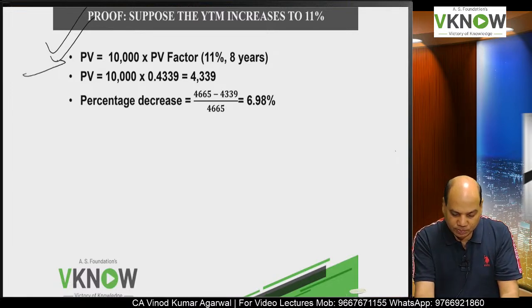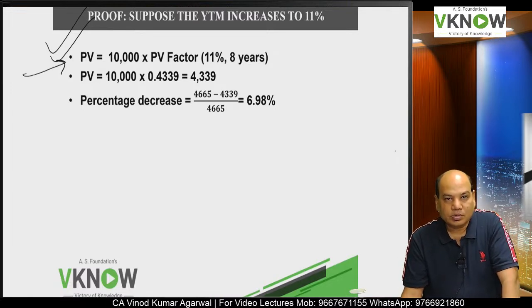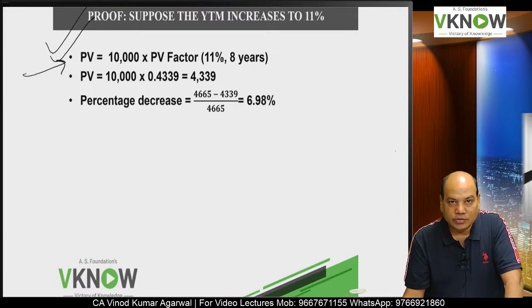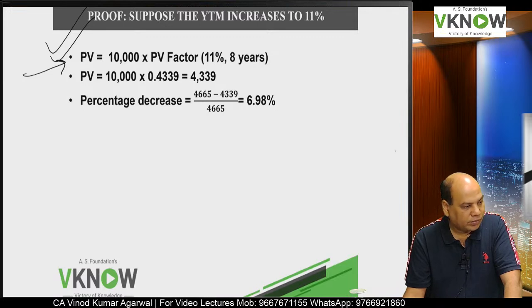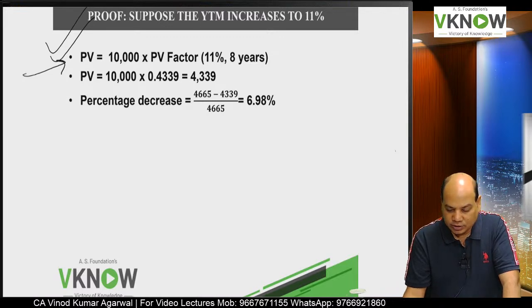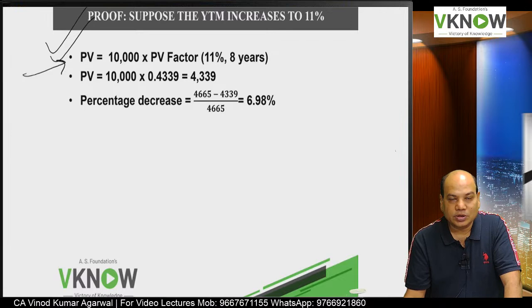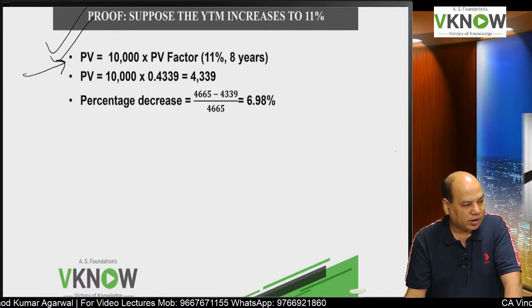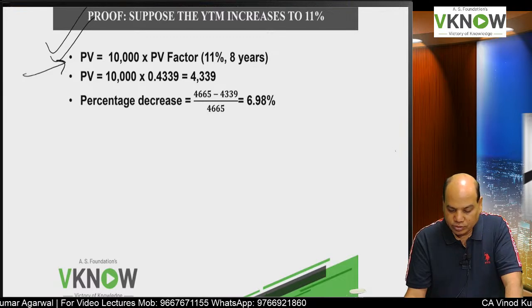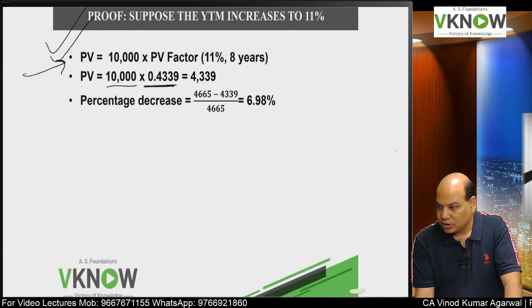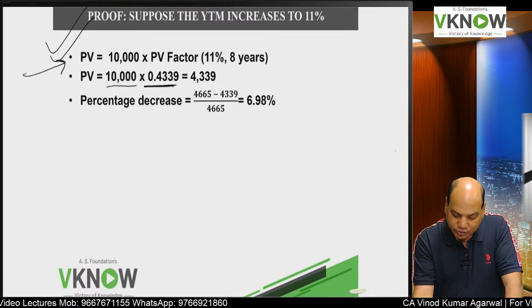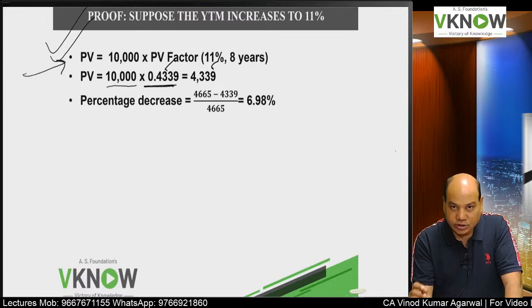First you write down present value is equal to 10,000 into PV factor in bracket 11% comma 8 years. So solve it, you will get the answer 10,000 into 0.4339. Students are requested to check, and the answer is 4339.